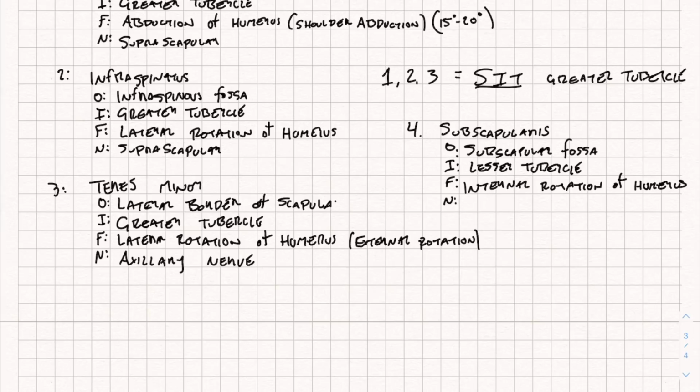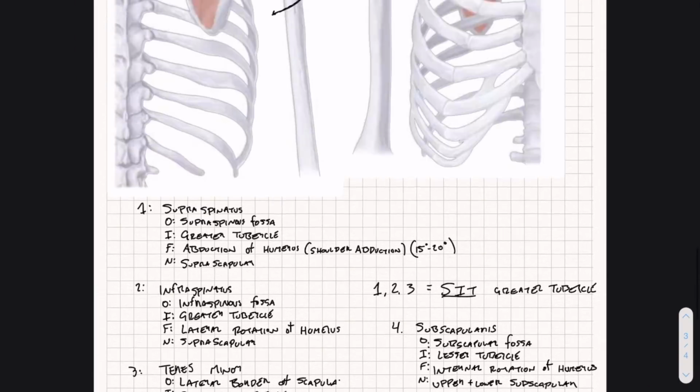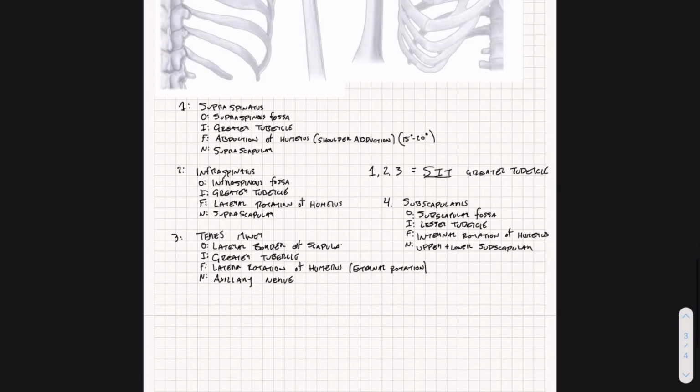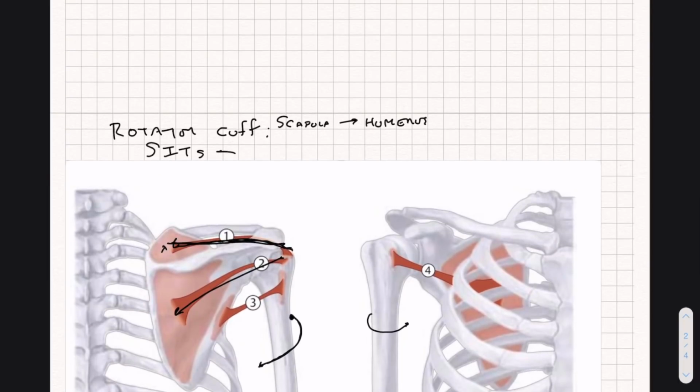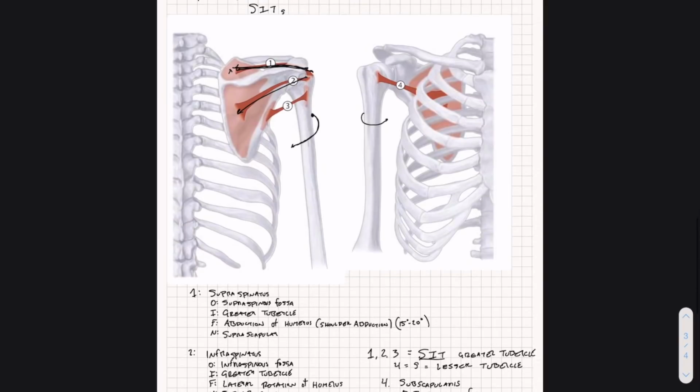And the nerve that innervates this, there's two. There's the upper and the lower subscapular. So 2 nerves there, upper and lower subscapular. So there's your rotator cuff, the SITS muscles. If we add the little s, number 4 is that little s. That's because it goes to the lesser tubercle. And that's where the SITS mnemonic comes into play, this one here. So there's your rotator cuff.